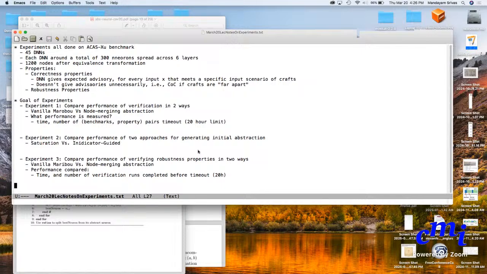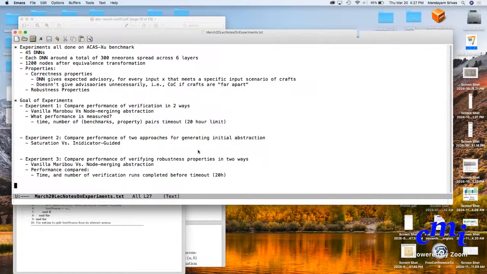The other set of properties were robustness properties. As I explained before, you sample your inputs, simulate them, and see what advisory each input gives. You select one input and perturb it to see how much perturbation it can tolerate before it flips that decision and gives a different advisory. That was verified using Reluplex, and they wanted to compare this with the abstraction.